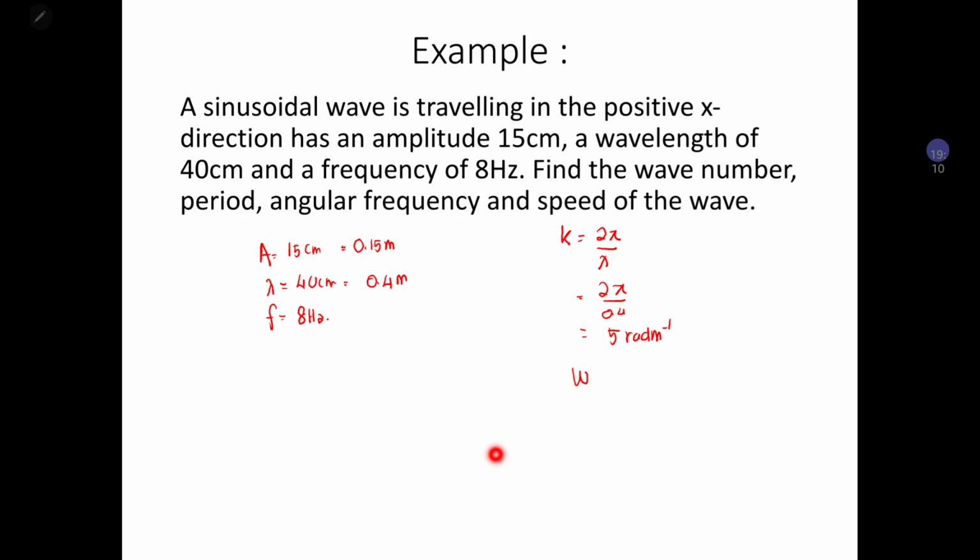Angular frequency sama dengan 2 pi over T. T ada tak? T tak ada. Tapi T boleh cari. T sama dengan 1 over F. So, should be awak dapat omega 16 pi rad second negative 1. And V sama dengan F lambda. F ada. Lambda ada. Okay. So, sama dengan 3.2 ms negative 1. Alright.